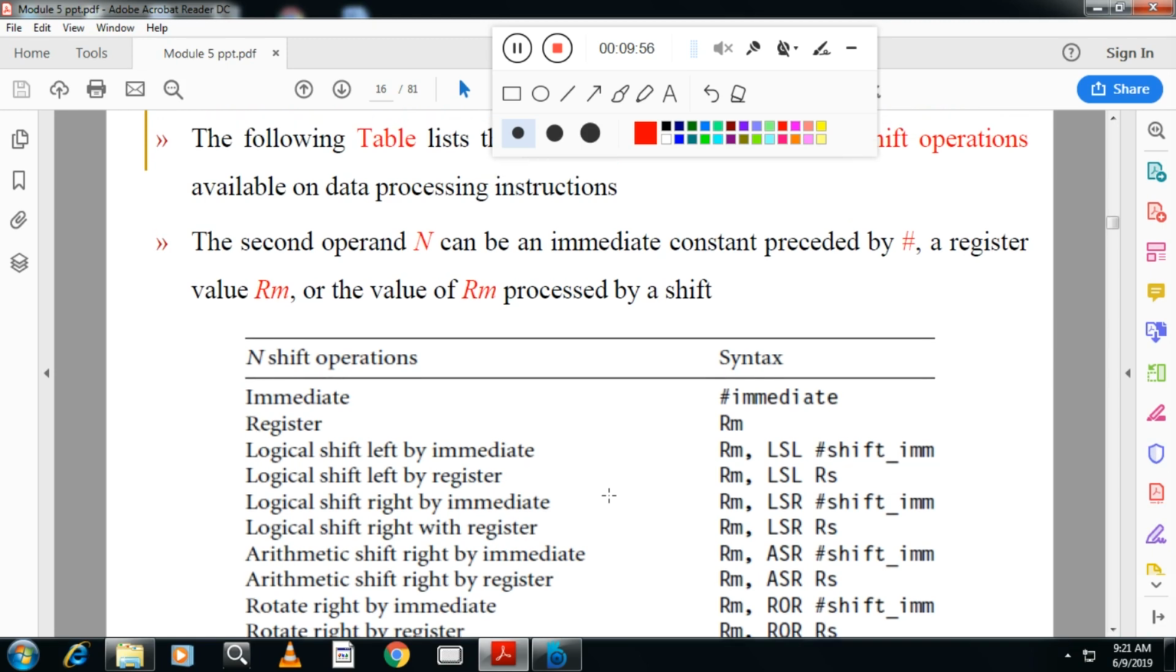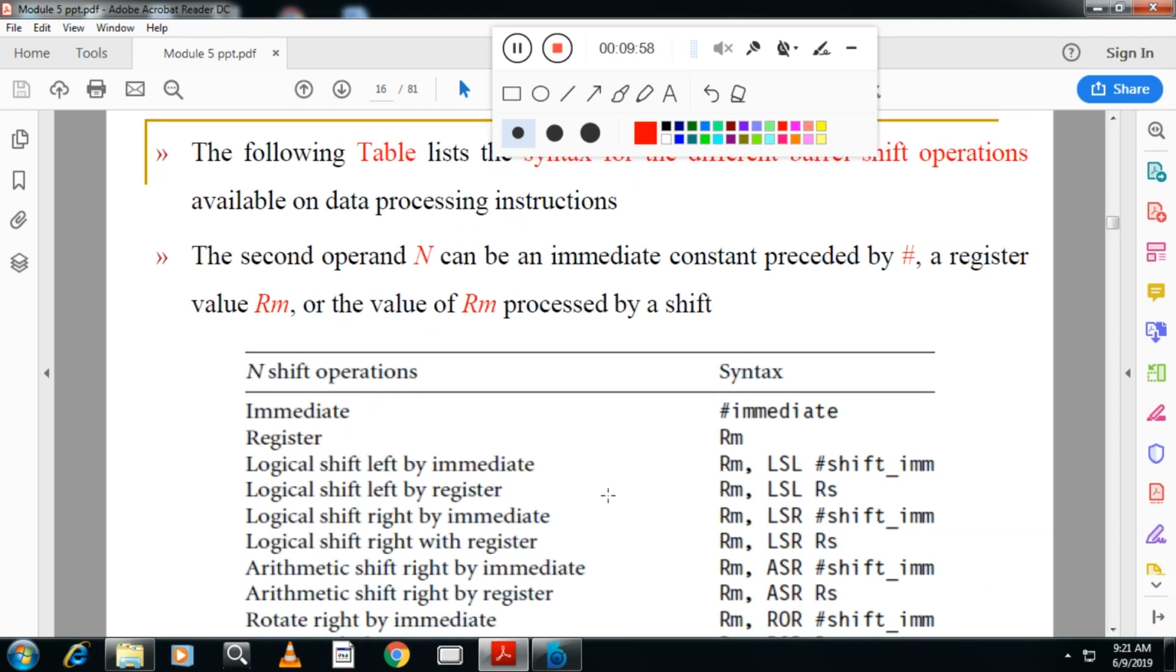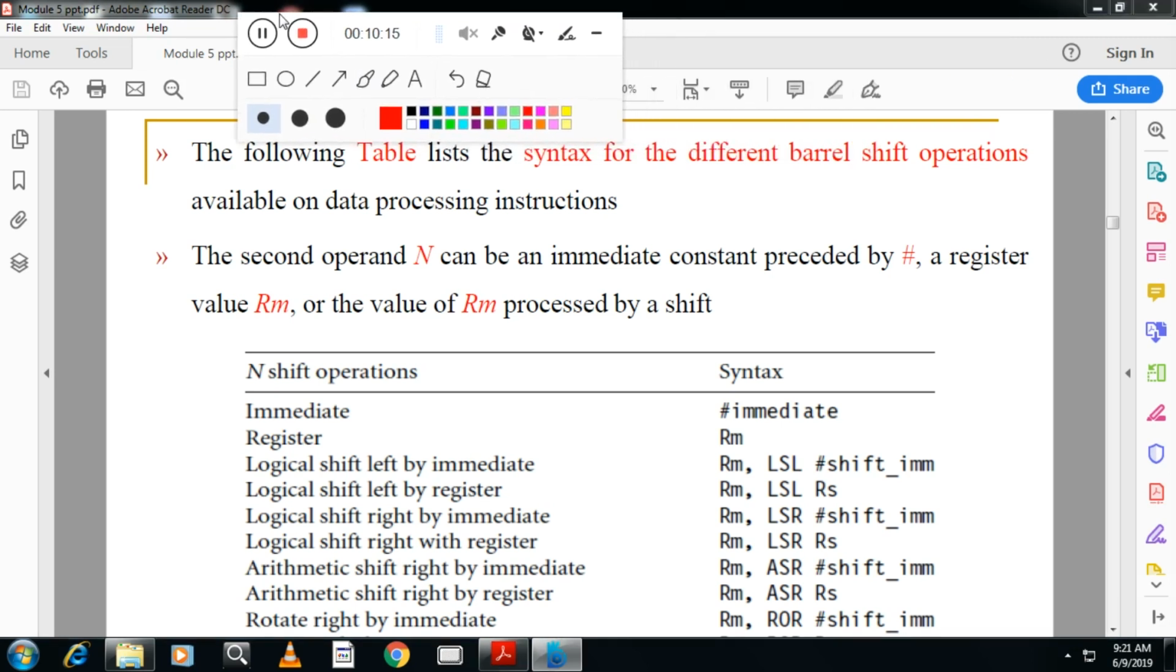Now in the barrel shifter, the shifting operation we have seen. From the exam point of view, if it is possible, you can remember the syntax for the different barrel shifter operations, immediate and register.